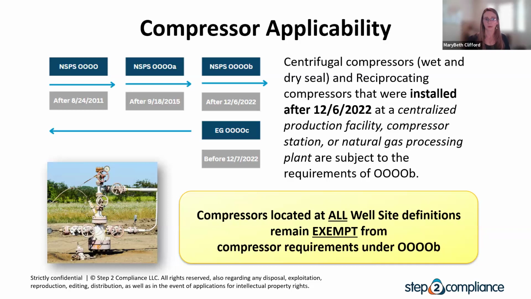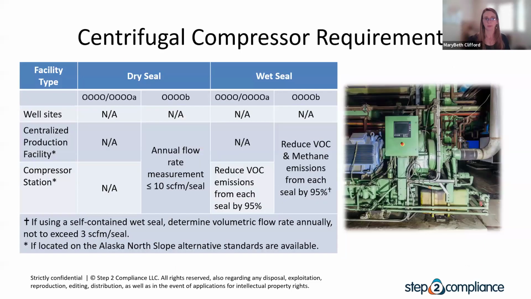Yes. So with this, the requirements around centrifugal compressors, they've brought in dry seal to the final verbiage on all of this. And you can see there that they provide an annual flow rate maximum. And so you'll be doing an annual flow rate measurement on those. Similarly with the wet seal, they've brought in a couple of different options to either reduce your VOC emissions by 95%, or you can also do a flow rate measurement not to exceed 3 scfm per seal.